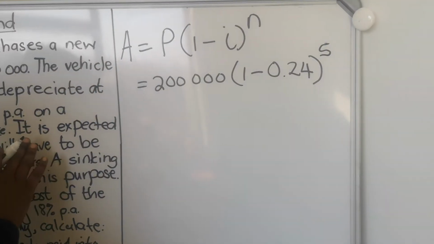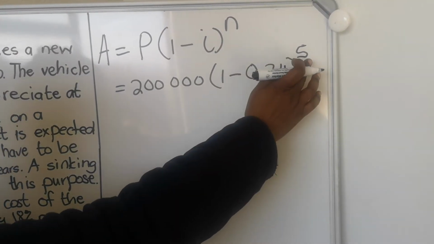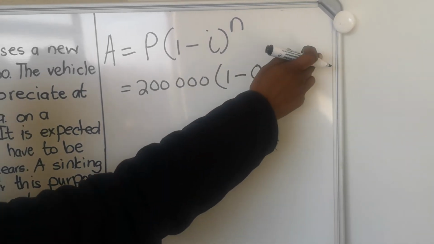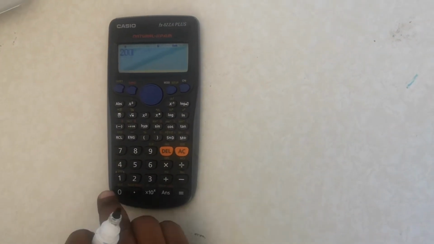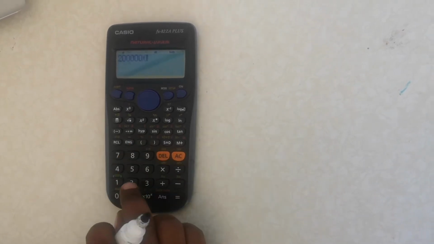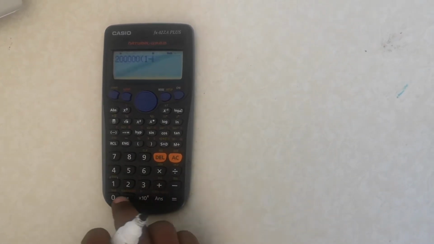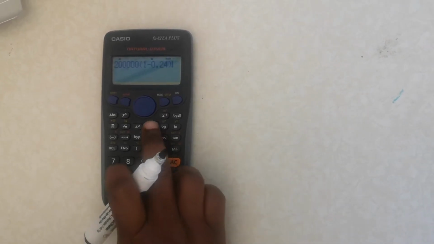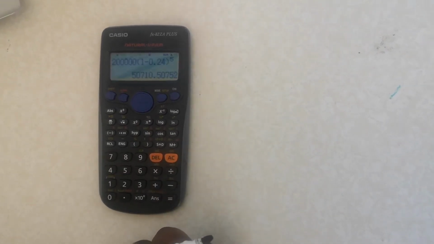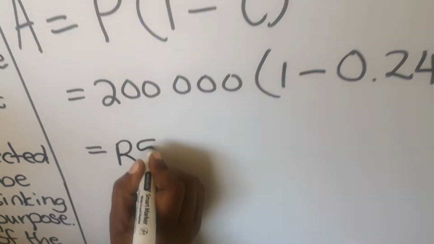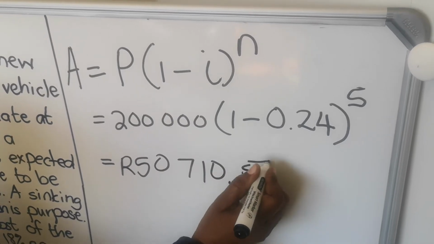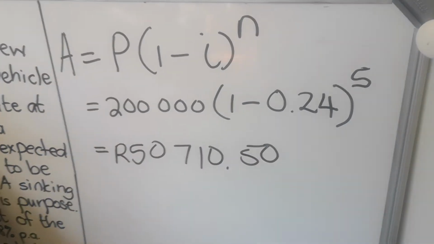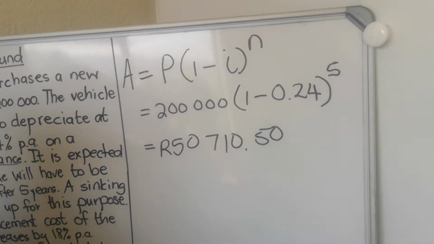It doesn't say compounded monthly, so we don't divide by 12 and multiply by 12. Then you take your calculator and punch in the answer: 200,000 times open bracket, 1 minus 0.24, close, power 5, and your answer is 50,710.50. After 5 years, that car that was 200,000, the value will be about 50,000 now.